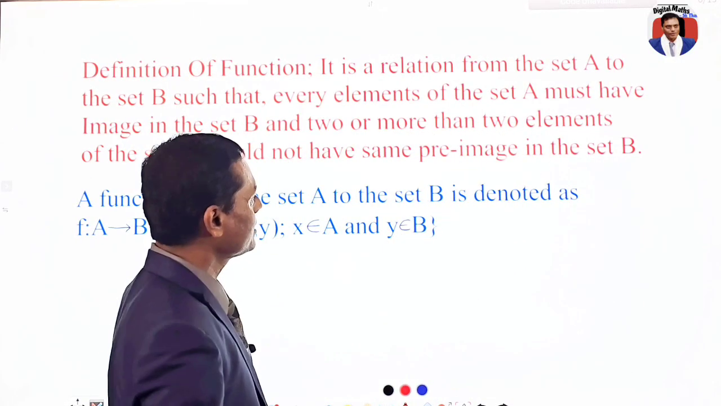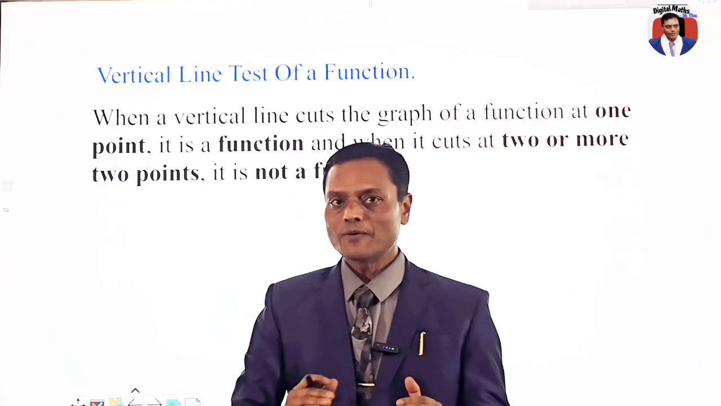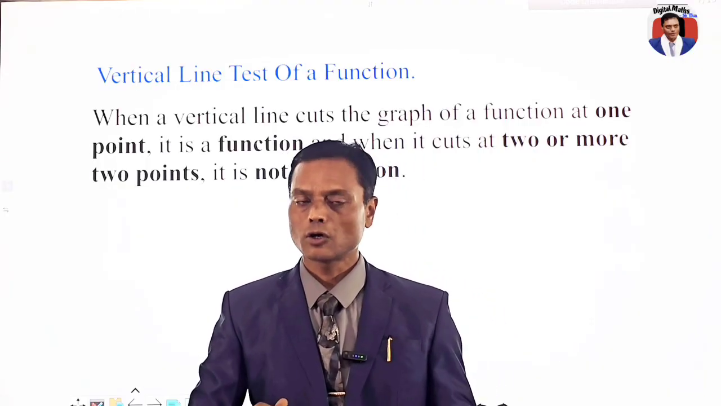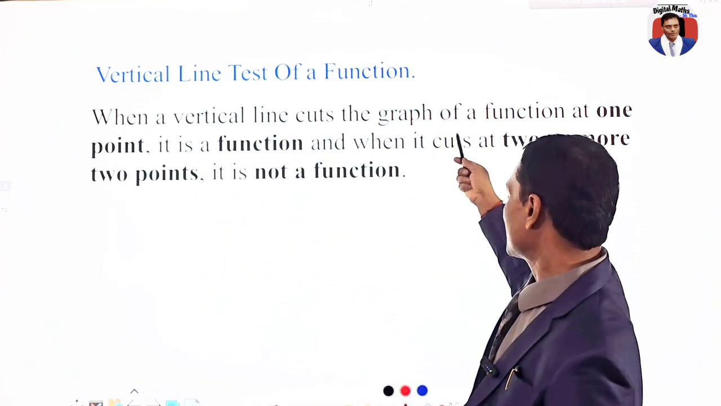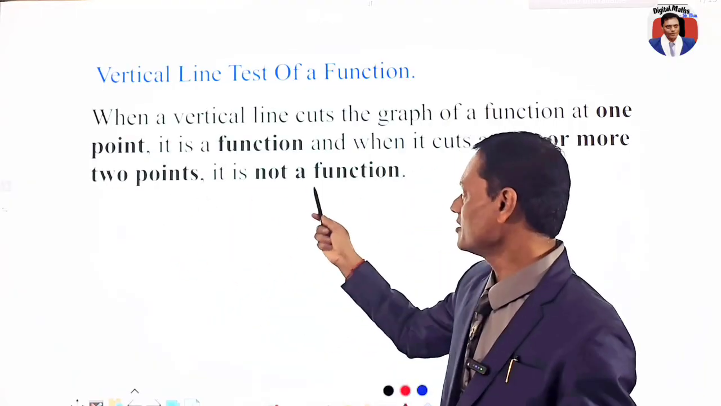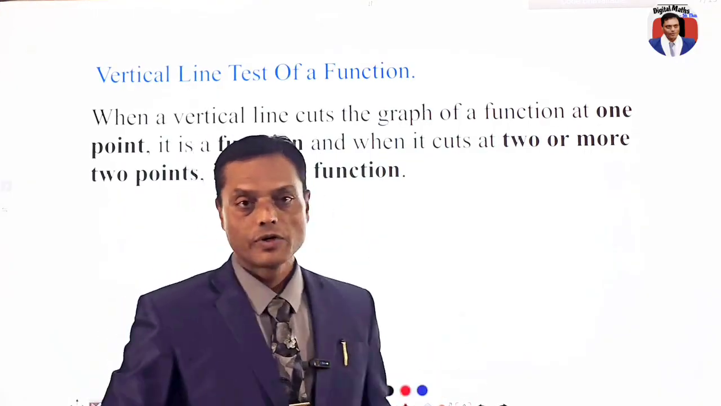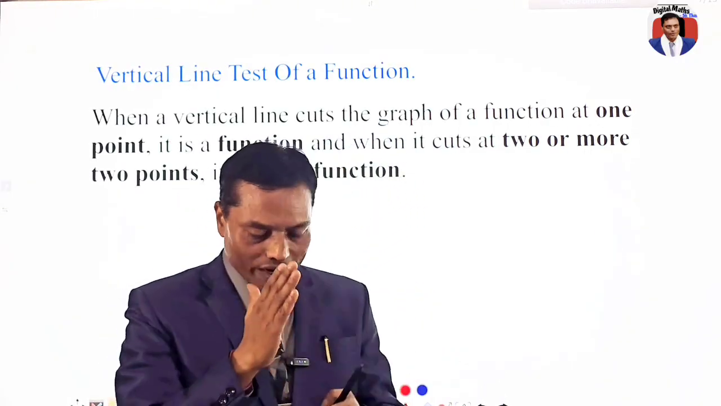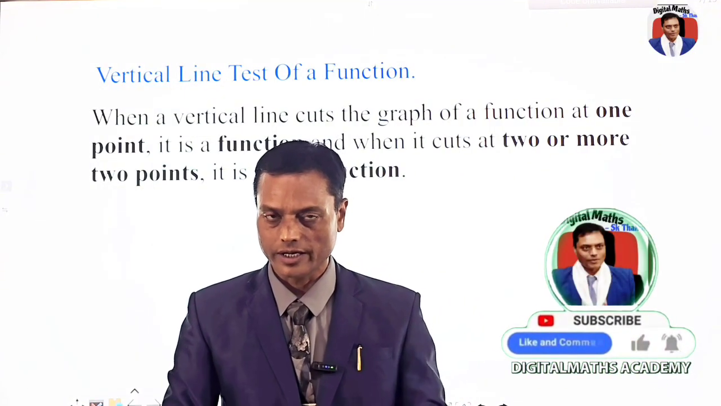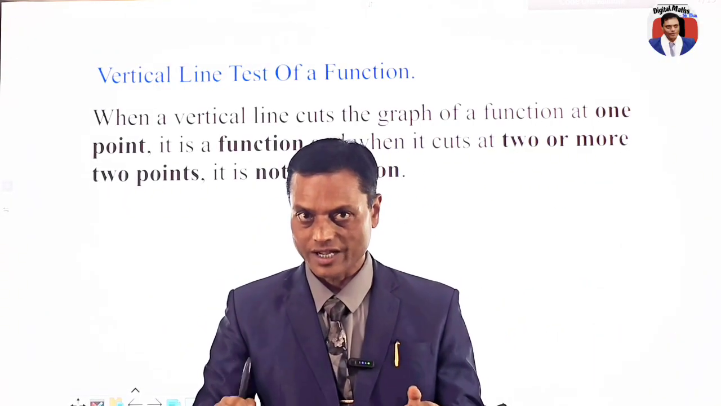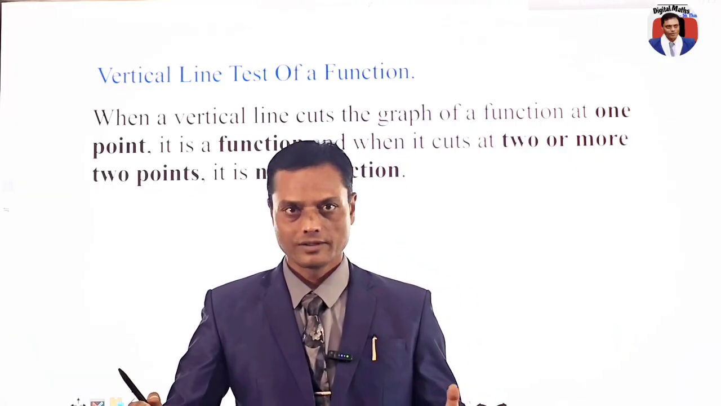Moving forward, we can see the vertical line test of a function. When we have a graph of a function, you can easily find out whether it's a function or not by a vertical line. So how? Listen carefully. When a vertical line cuts the graph of a function at one point, it's a function, and when it cuts at 2 or more than 2 points, it's not a function, right? I'm going to give you some examples. No need to explain the horizontal line, I'm talking about the vertical line. When a vertical line cuts a graph at one point, it's a function, but at 2 or more than 2 points, it's not a function.